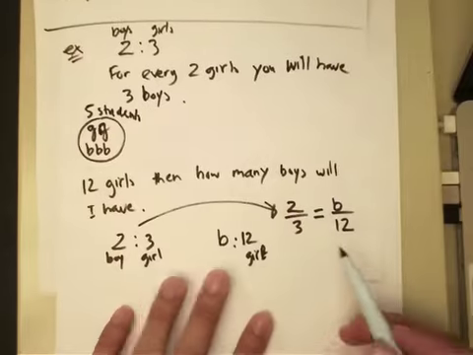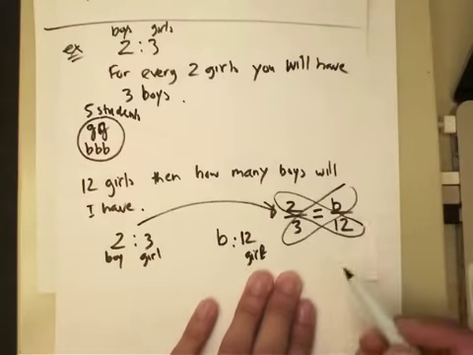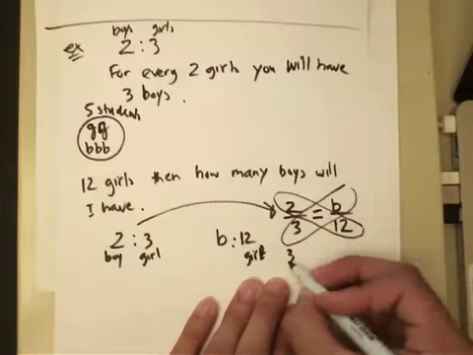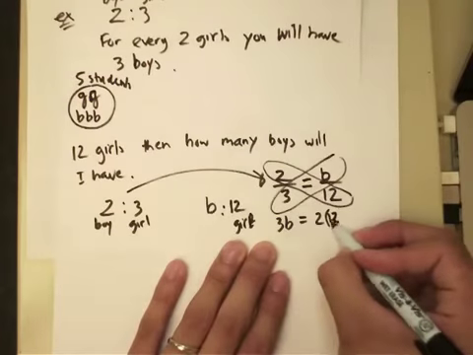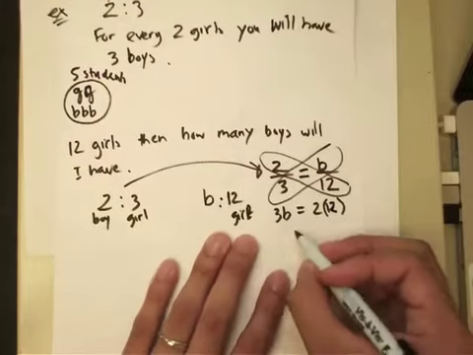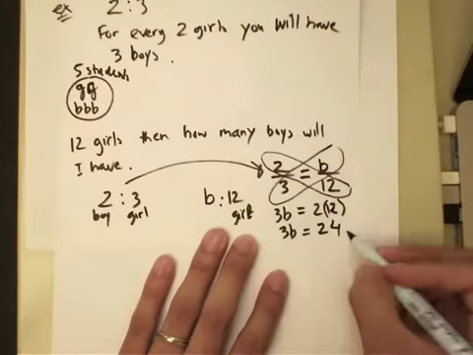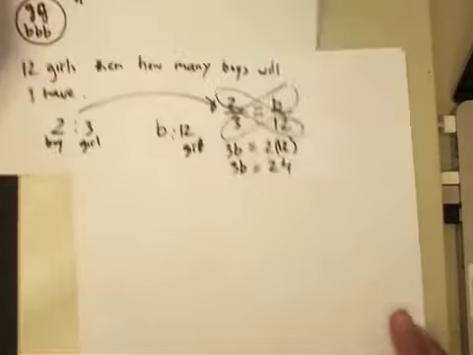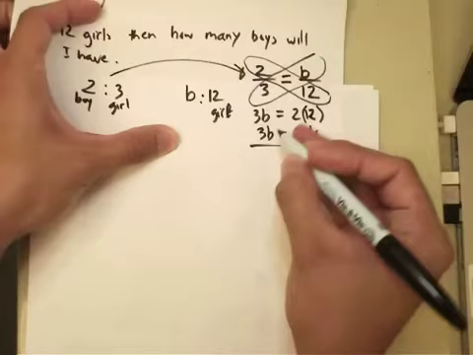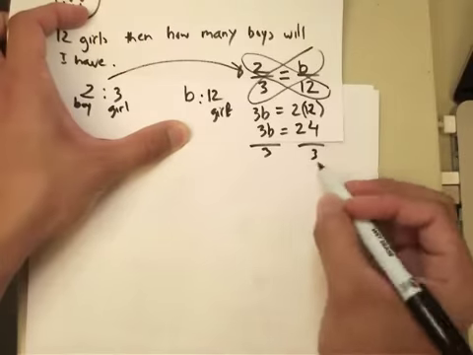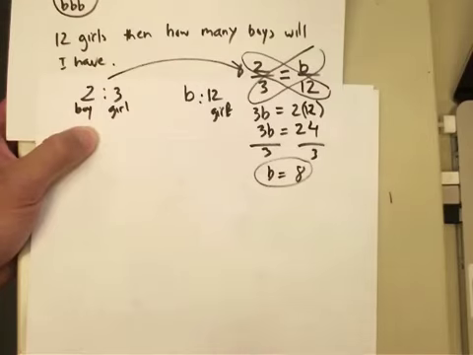When you have a fraction on each side, notice that we can use cross multiplication to solve this problem. 3 times B, which is 3B. 12 times 2 is going to be 24. So it's going to be 3B equals 24. Okay, 3 times B equals 24. You want to solve for this. You would divide both sides by 3. B would now be 8. So that means for 12 girls, I will have 8 boys.